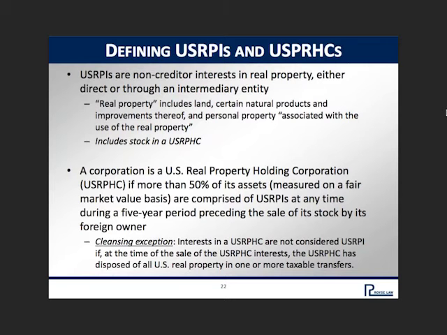A U.S. real property holding corporation is a U.S. corporation where more than 50% of its assets, measured on a fair market value basis, are U.S. real property interests at any time during a 5-year period preceding the sale of the stock. So you can sell a corporation and it will be considered a U.S. real property interest under this regime. Now, if a U.S. real property holding corporation disposes of all of its U.S. real property interests in a taxable transaction, its stock is no longer a U.S. real property interest, and then you can dispose of that stock without worrying about FIRPTA.